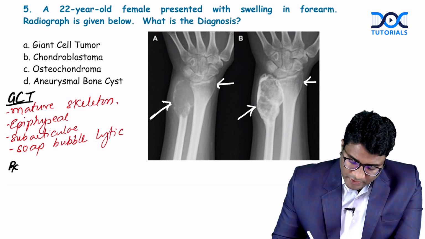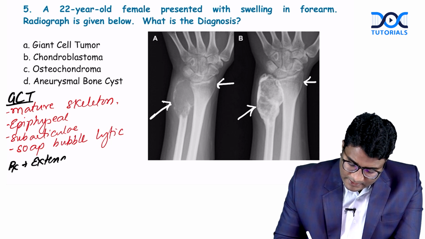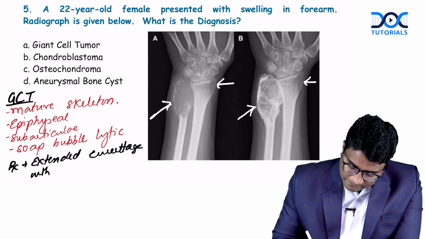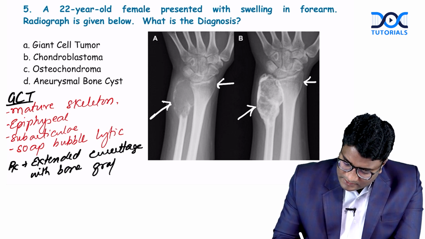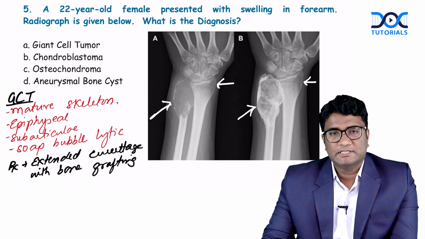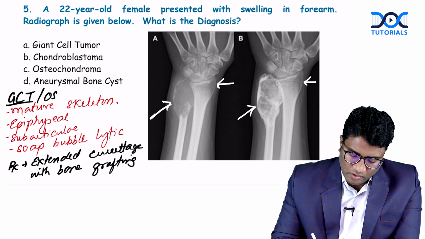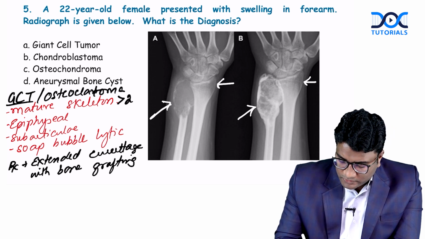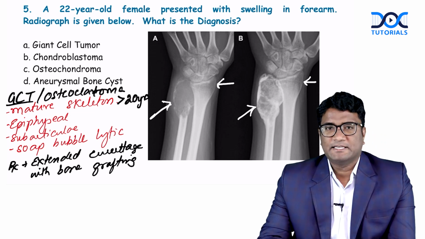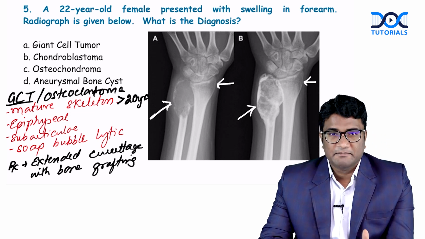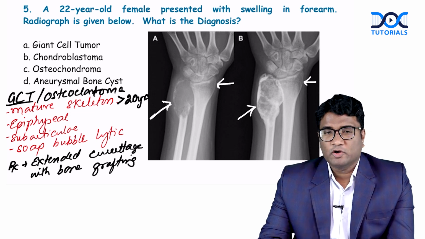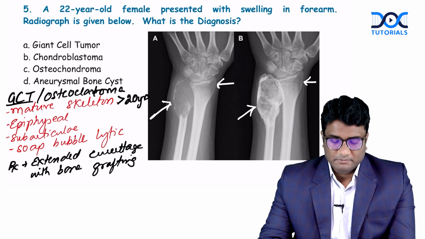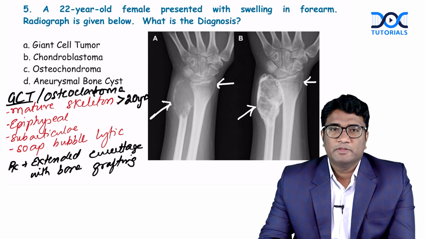And please remember, the treatment is extended curettage with bone grafting. So this is something that every one of you should know, how a GCT or osteoclastoma appears. GCT or osteoclastoma will occur in those more than 20 years. Mature skeleton means more than 20 years. It is an epiphyseal lesion, epiphyseometaphyseal, subarticular, and shows multiloculated soap bubble like areas with cortical expansion. Treatment will be extended curettage with bone grafting.